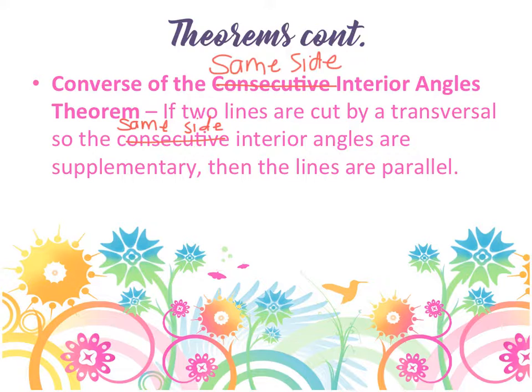So now we know 4 ways to show that lines are parallel. The first is that corresponding angles are congruent. The second, alternate interior angles are congruent. Third, alternate exterior angles are congruent. And this 4th way, which is that same side interior angles are supplementary. If any of those 4 pieces of information are true, then we can conclude that the lines are parallel.